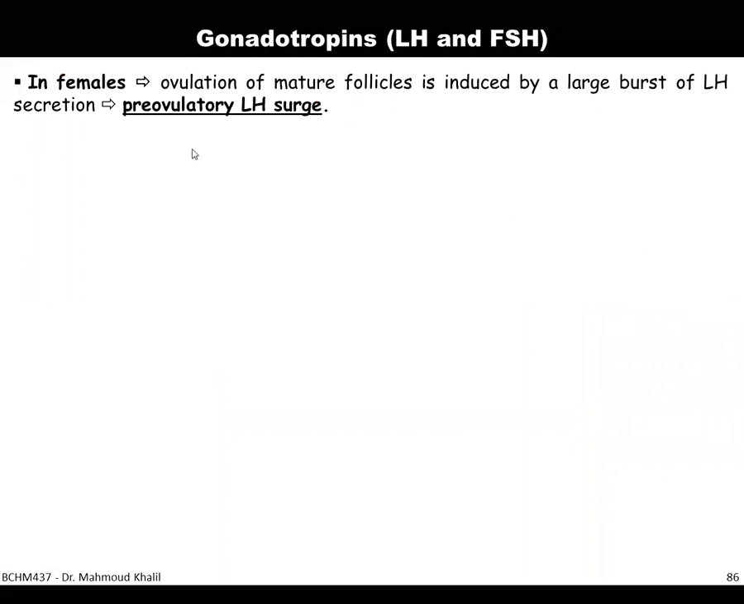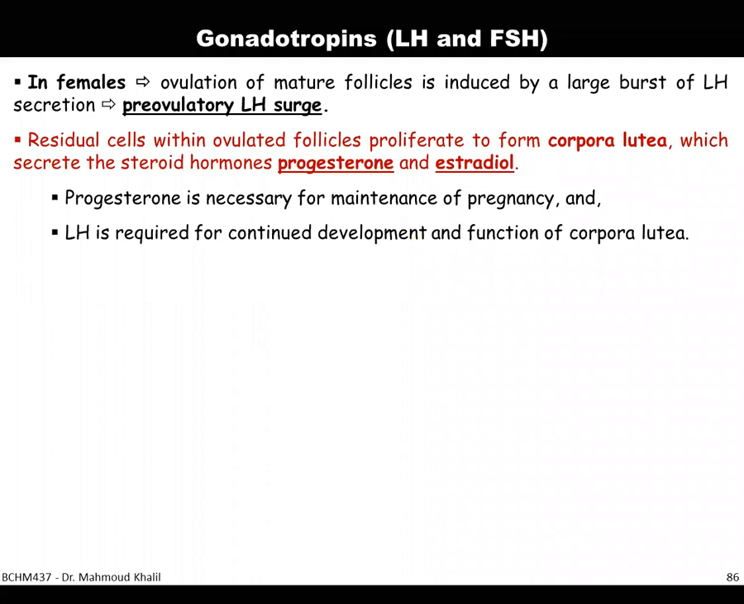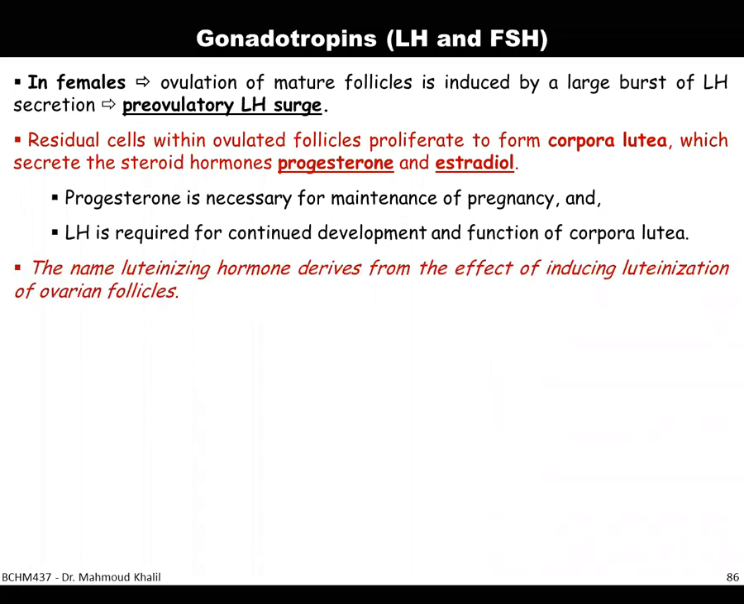In females, ovulation of the mature follicle is induced by large bursts of LH secretion. This large burst is called the pre-ovulation LH surge. And the residual cells within the ovulated follicles proliferate and divide more to form corpora lutea, which secrete the steroid hormones progesterone and estradiol. Progesterone is necessary for maintenance of pregnancy, and LH is also required for the continuing development and function of corpora lutea. So where did the name luteinizing hormone come from? It is derived from its effect of inducing luteinization of ovarian follicles.